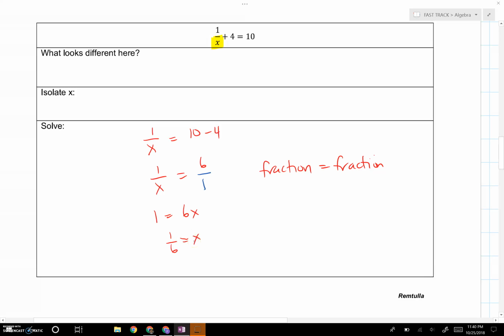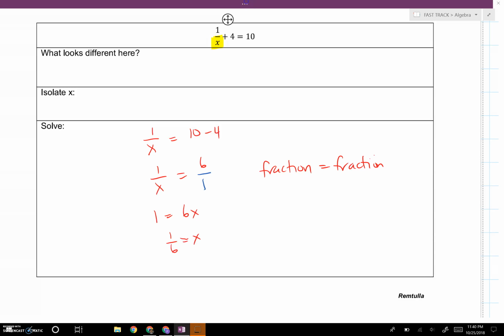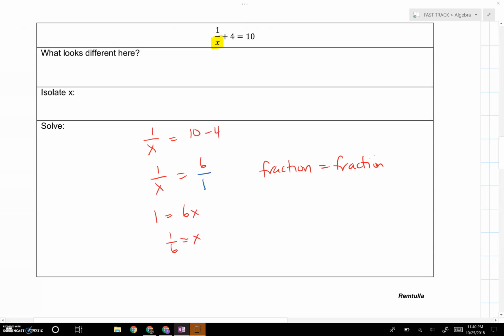So notice from this step here to this step here, my x went from in the denominator, which is where it was, and it was kind of a problem sitting there, to the numerator.